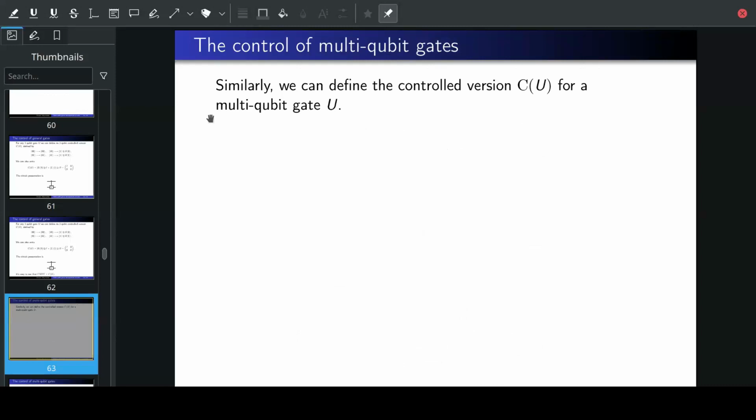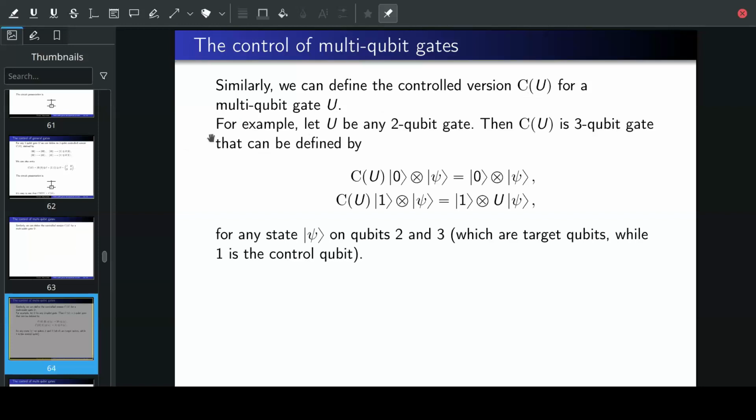Similarly, we can define the controlled version, controlled U, for a multi-qubit gate U. For example, let U be any two-qubit gate. Then the controlled version will be a 3-qubit gate that can be defined by these expressions.